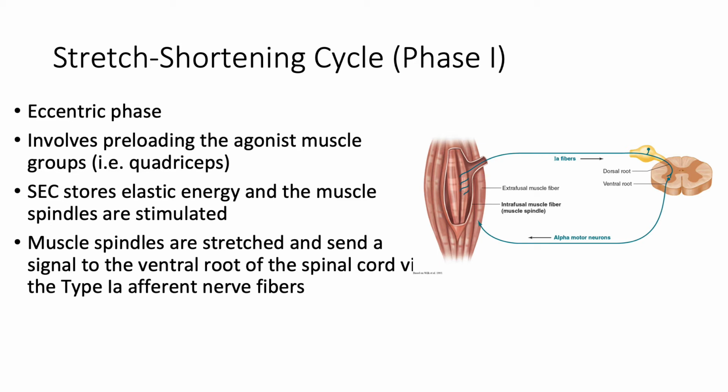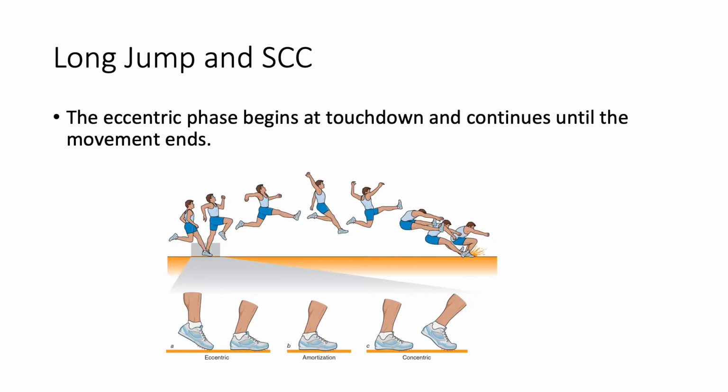During this phase, the series elastic component stores elastic energy and the muscle spindles are stimulated. When the muscle spindles are stretched, they send a signal to the ventral root of the spinal cord via the type 1A afferent nerve fibers. Let's use the long jump as an example for the stretch shortening cycle in the different phases.